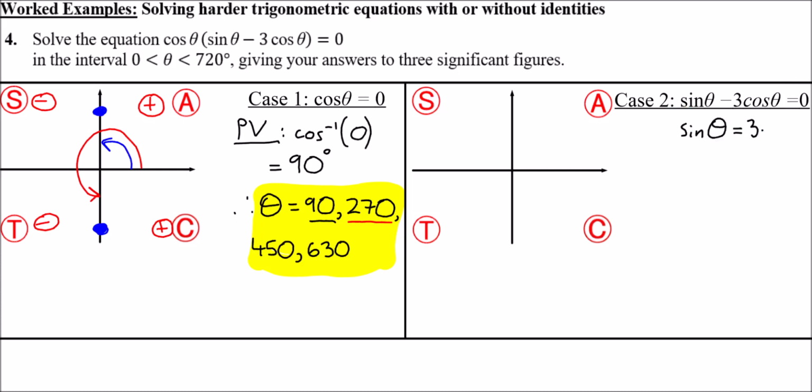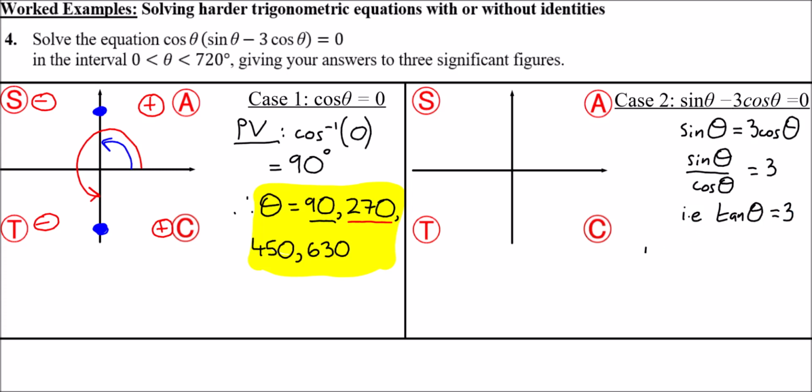equals 3 cos theta. Now we can't really solve this with what we know, because we've got a mix of two different trig functions. We need to reduce it from 2 down to 1. So if we divide both sides by cos theta, we get sine theta over cos theta equals 3. But we now need to remember an important identity. Sine over cos is the same as tan theta. So in other words, we're wanting to solve where tan theta is equal to 3.